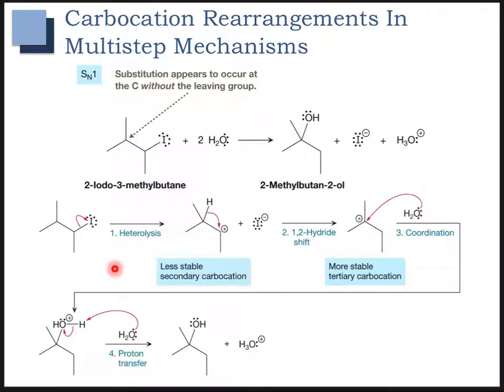So if you look at the mechanism, what's happening first is the leaving group falls off. This is a heterolytic cleavage. Next, you can see that what we have is a hydride shift. Remember that in the hydride shift, the hydrogen and all of its electrons, so this is two electrons or one pair, is moving over here to the carbocation. And if you remember why this is occurring, this is because we're going from a secondary carbocation to a more stable tertiary carbocation. So this is your carbocation rearrangement that's occurring.